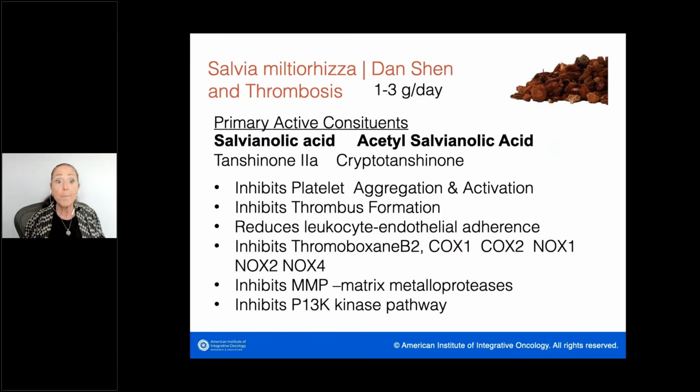Now, this is one of my most favorite herbs. It's available in freeze-dried granules and also liquid extract. And it is either listed as Salvia miltiorrhiza or Danshen, or sometimes you'll see it as red sage root. It's one of my favorite herbs. It has a multiplicity of actions in the tumor biology, but one of its real gifts is that it's an anticoagulant. And so it's really one of my go-tos.